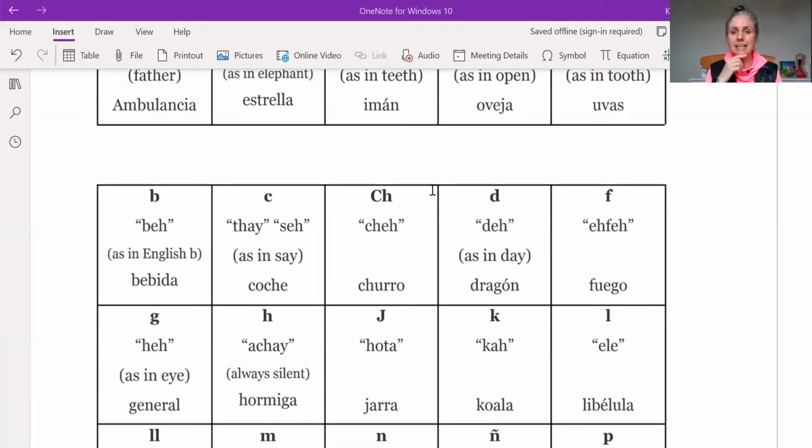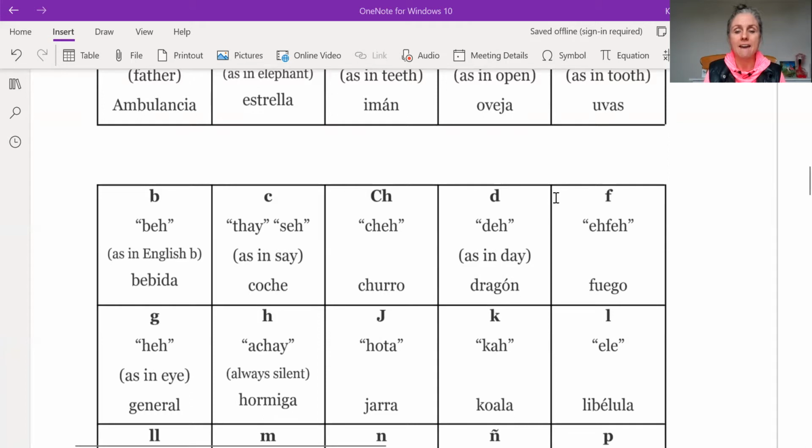D. As in dragón. And again, we've got an accent on the O there. So it's not dragon, it's dragón. And the sound of the letter D is formed by putting your tongue at the top of your mouth behind your teeth. Dragón. The next letter is the letter F.